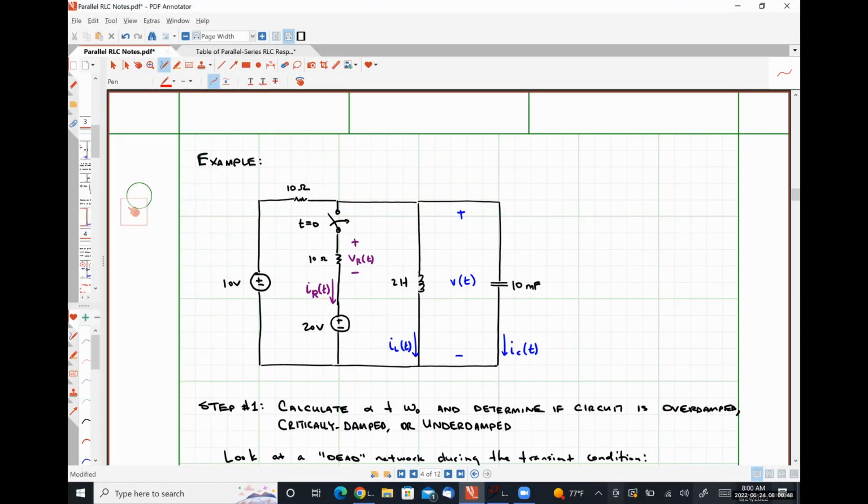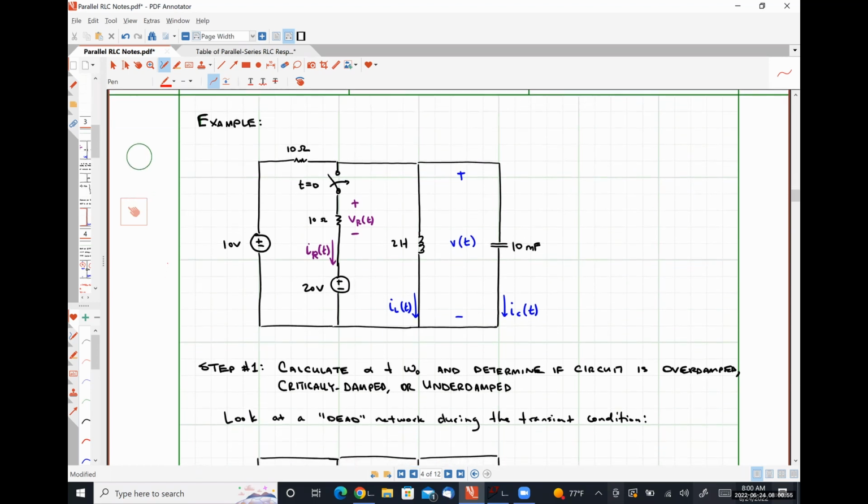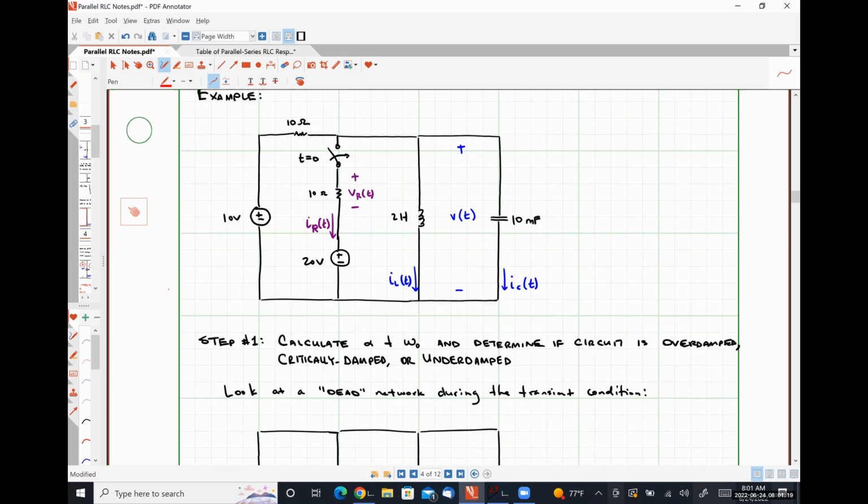So we wrapped up our last class meeting by working on this example problem. This is an example of a parallel RLC circuit, and we were going through the steps of analyzing such a circuit. Our first step was to calculate the circuit parameters alpha and omega naught, our Neper frequency and resonant frequency respectively, and compare these two values to determine if the circuit was overdamped, critically damped, or underdamped.